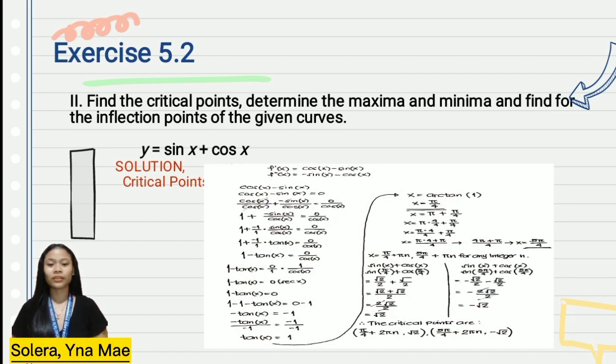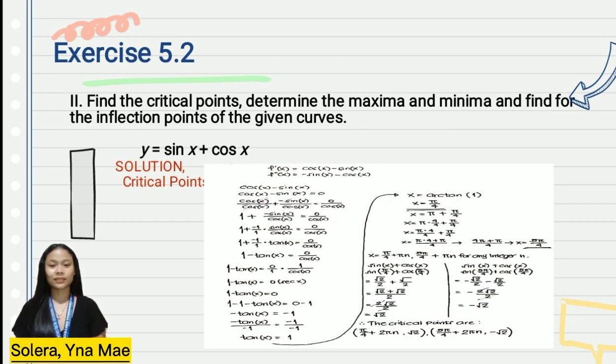To write pi as a fraction with a common denominator, multiply by 4 over 4. So x is equal to pi times 4 over 4 plus pi over 4. So x is equal to pi times 4 plus pi over 4, which is 4 pi plus pi over 4. X is equal to 5 pi over 4.